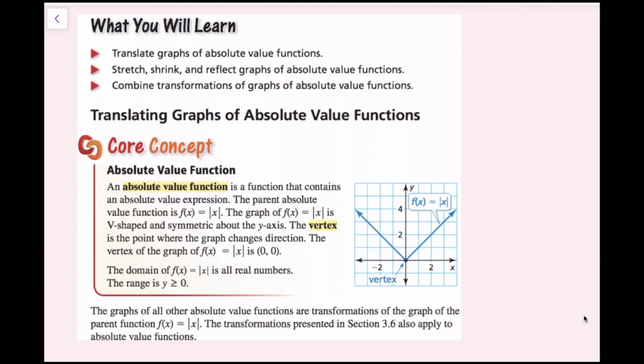And if we just take a look at the graph right here, if we just had f of x equals x, it would just be a line, and we'd have our negative outputs here. But remember, we can't have a negative output with this absolute value. So if I have a negative 2, for instance, well, the absolute value of negative 2 is positive 2. So that's why it starts going up at the vertex here.